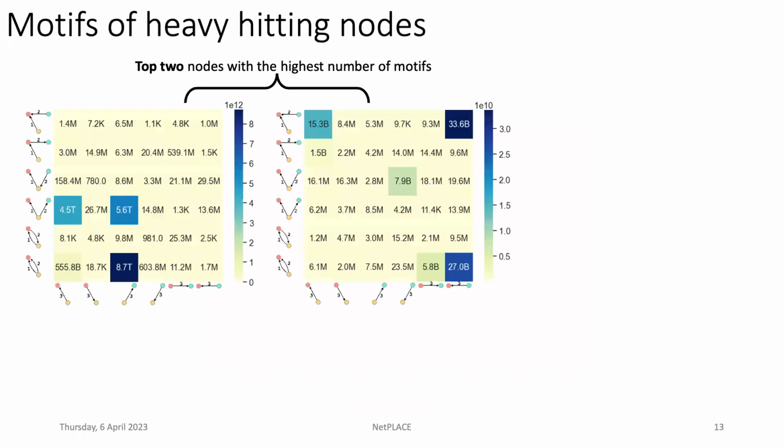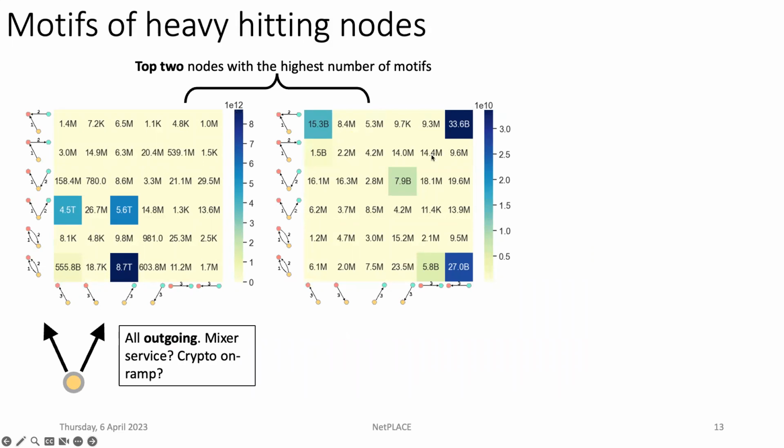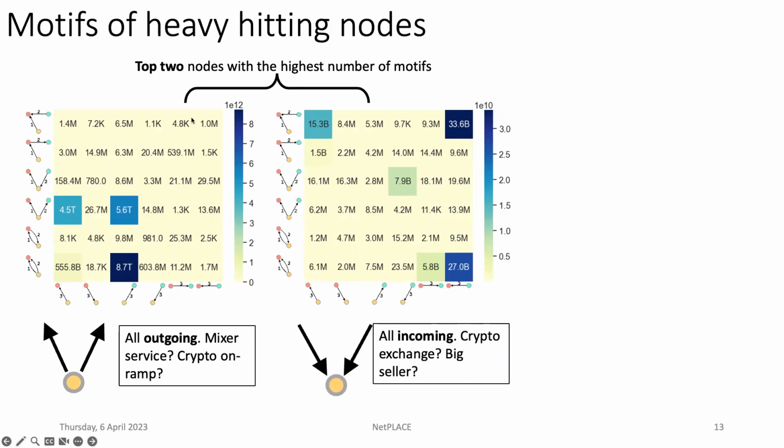The next interesting thing we found was that if we looked at just the top nodes in terms of the numbers of motifs to see where those motifs were concentrated, these being the top 2 nodes in the data set, we find that those are actually very different in their motif spread. This is the top node, who has trillions of outgoing motifs, but the next one down has its motifs much more concentrated towards receipt of money. We need to investigate this more, but the first could be a mixer service, or it could also be a crypto on-ramp where people pay with real money and receive Bitcoin from this entity.